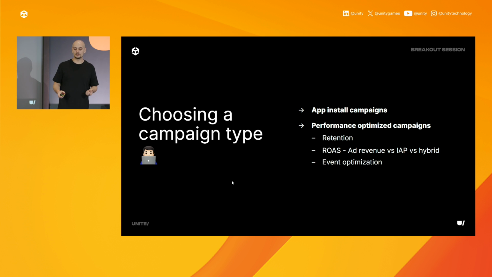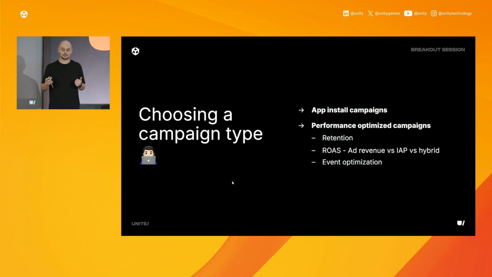So when launching a mobile UA campaign, the first step is selecting your campaign type. You'll usually start with an app install campaign to gather initial data. And once eligible, you can then move to more advanced performance-optimized campaigns. And depending on your goals and where you are in your growth journey, you will choose between 3 types of campaigns. So retention optimization, which focuses on keeping users engaged until day 7, attracting high-quality players.